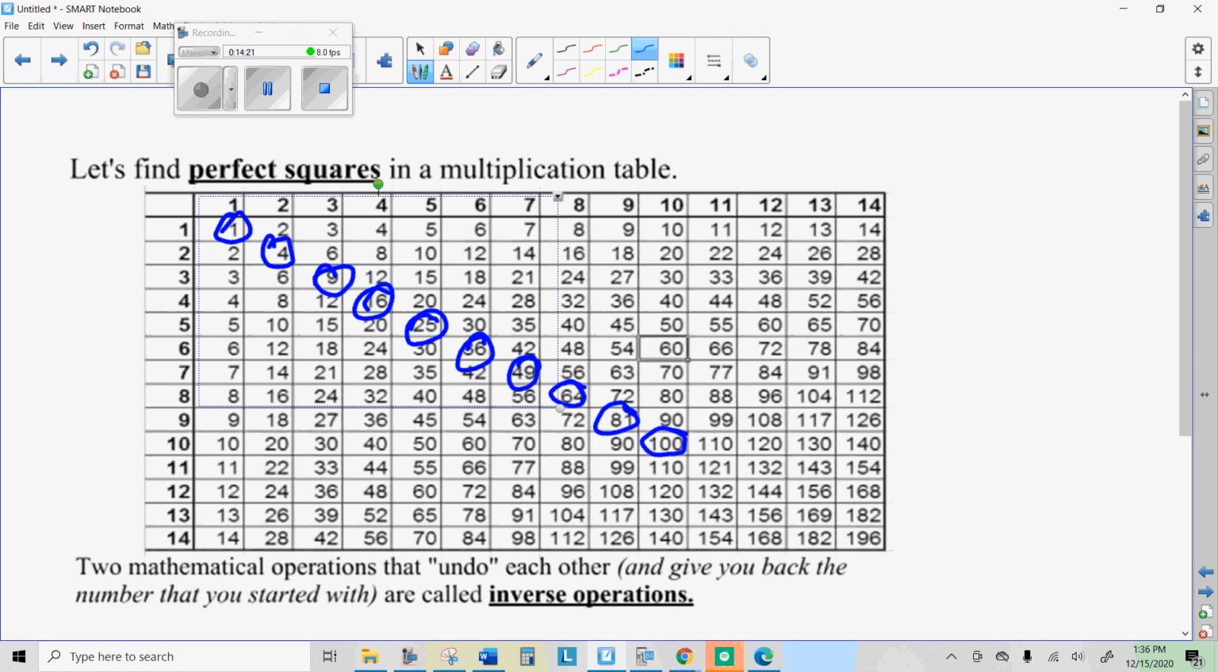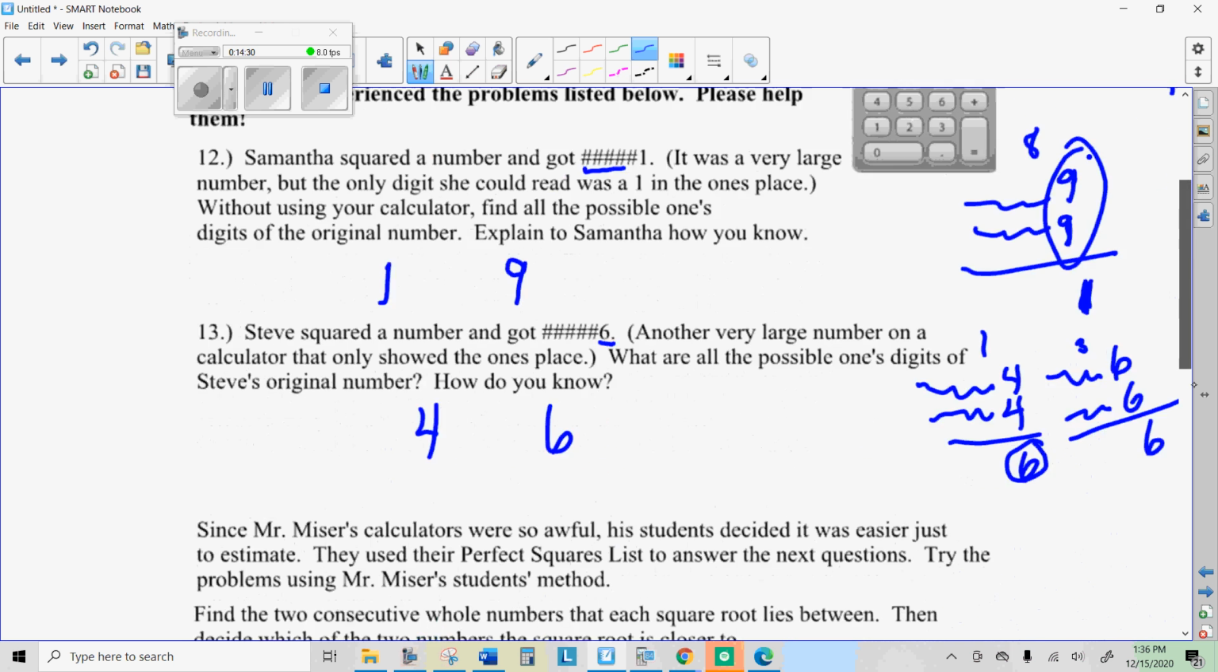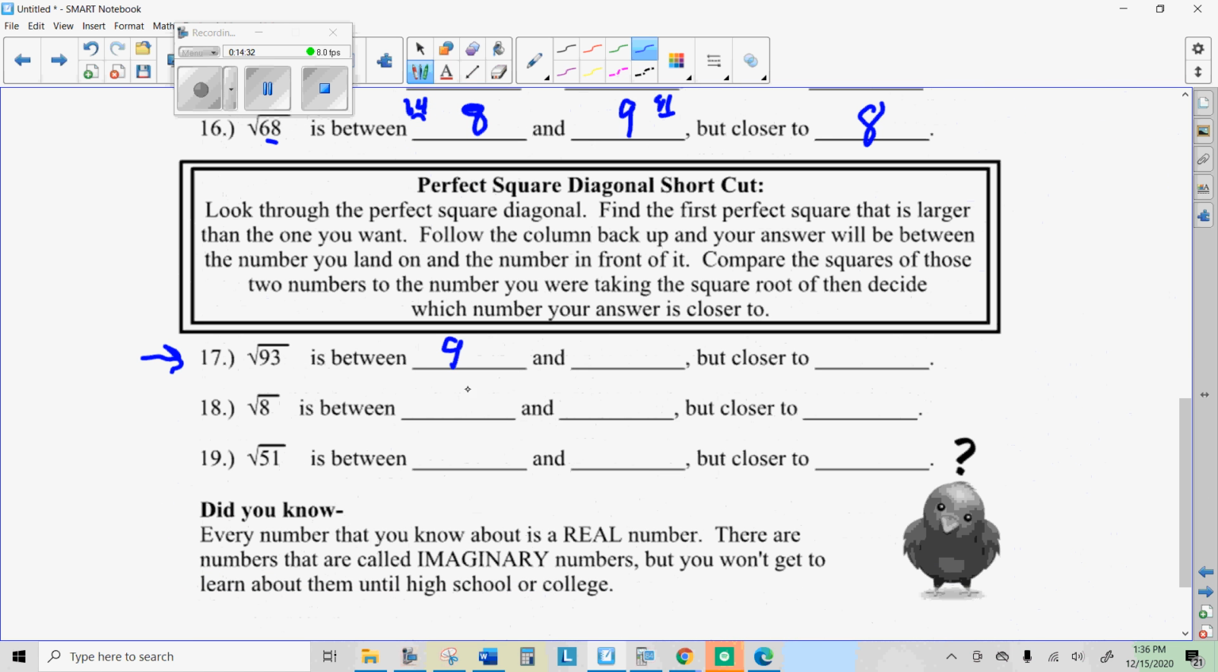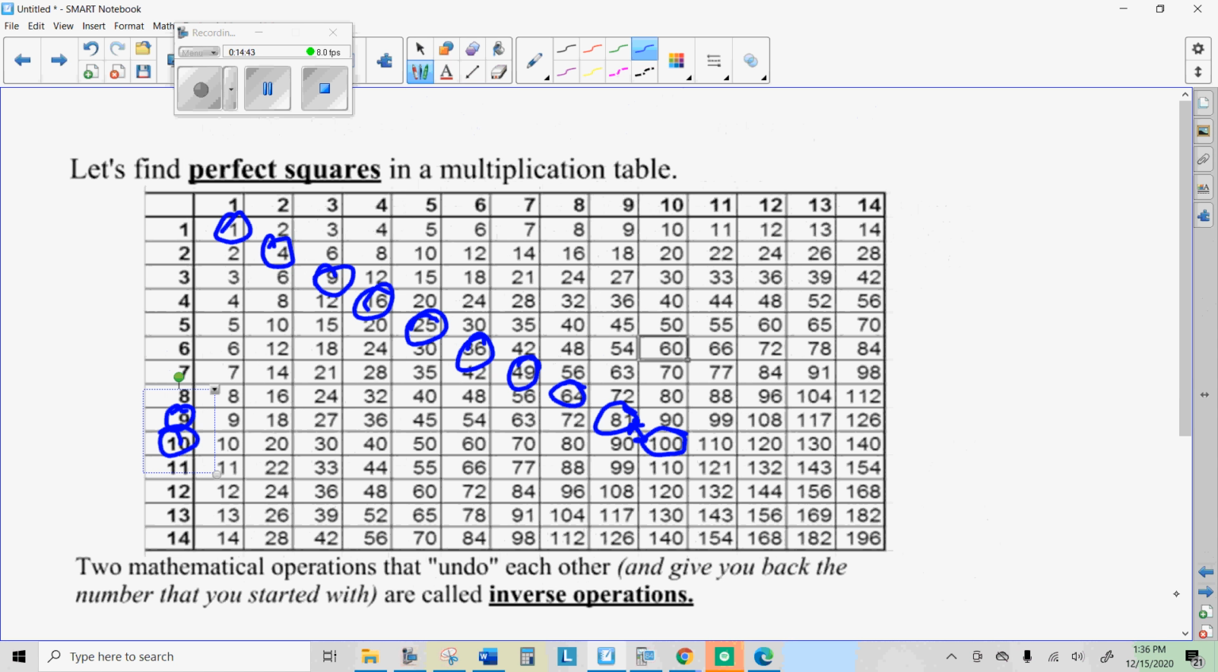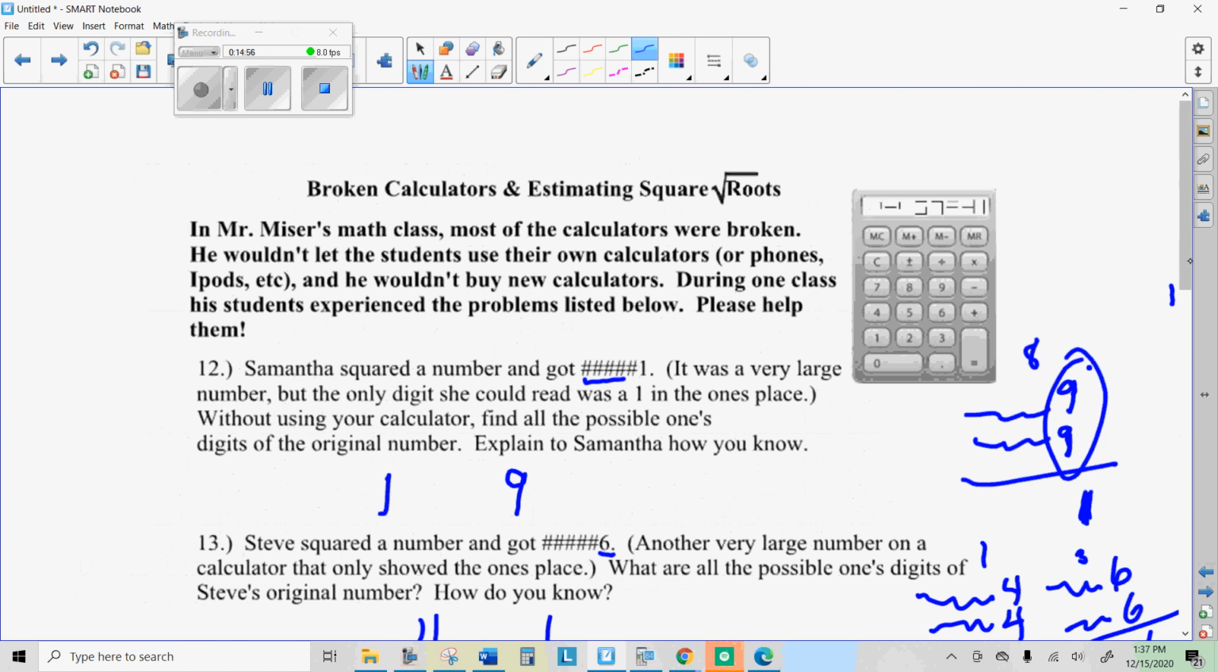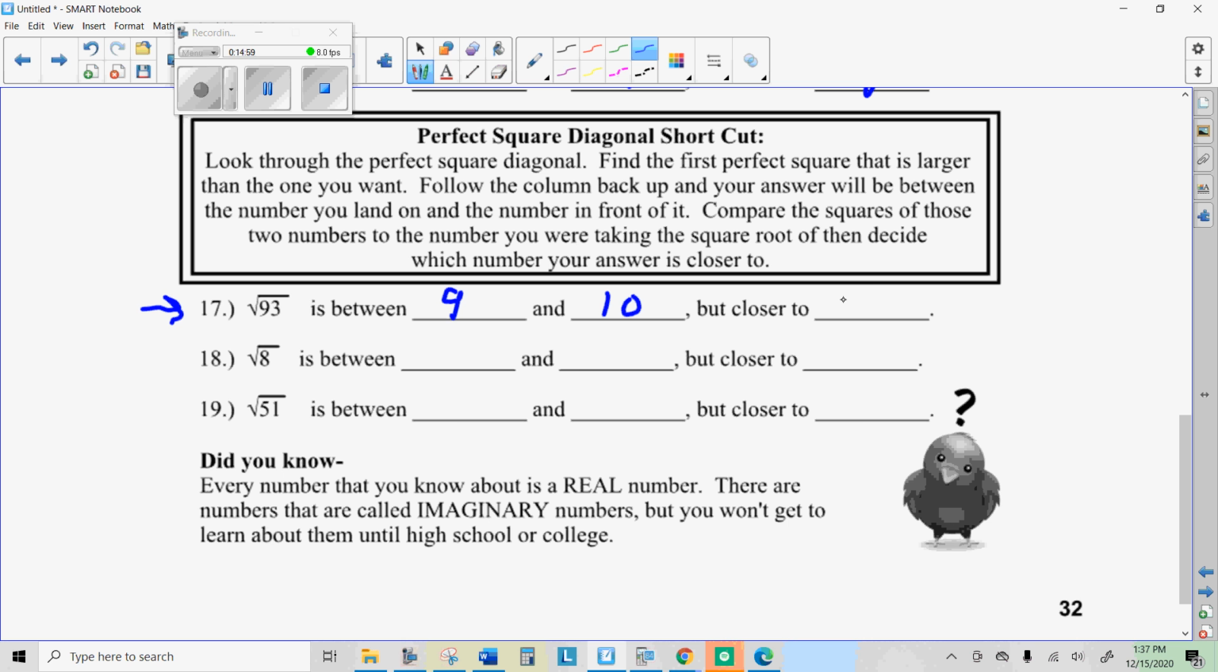Okay, so we know we're somewhere between these two, 81 and 100, which is between 9 and 10. So let's write that down. We know we're between 9 and 10. And then we know we're going to be closer to whichever number 93 is closer to. So if we look at this, 93 is 12 away from 81 and only 7 away from 100. So we know it's closer to 10 because 93 is closer to 100. All right, go ahead and finish those up.